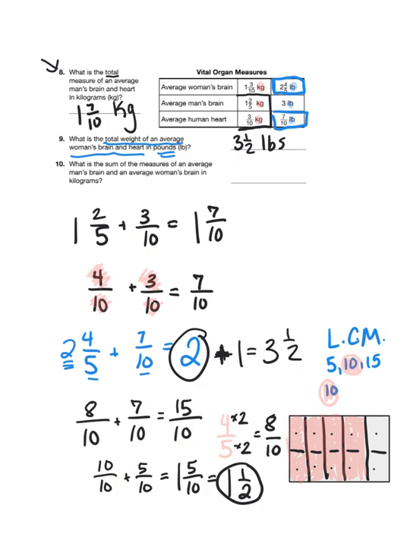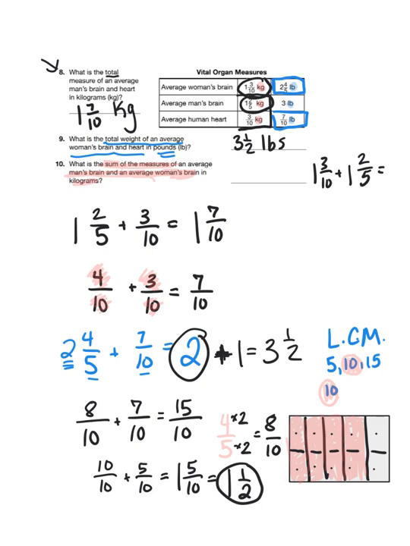All right, let's look at number 10. What is the sum of the measures of an average man's brain? I can't get over how weird this is. Okay, what is the sum of the measures? Sum means adding. Of the average man's brain and the average woman's brain in kilograms. So we're going to calculate, I'm kind of running out of space here, but average woman's brain, 1 3/10, plus average man's brain, 1 2/5.